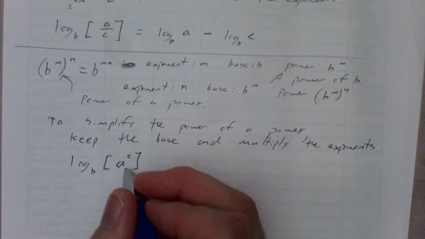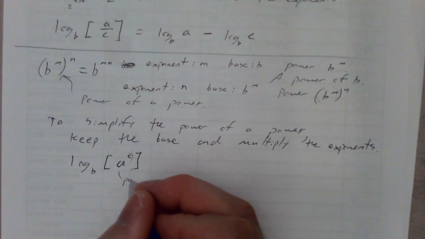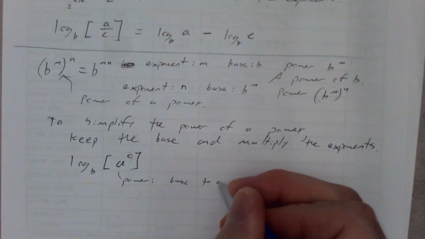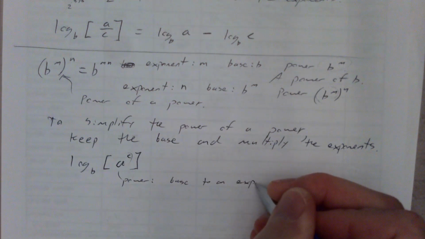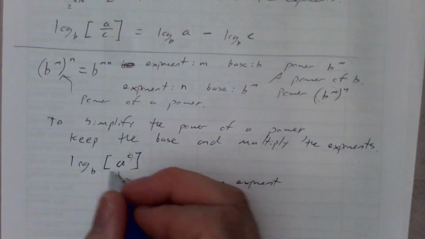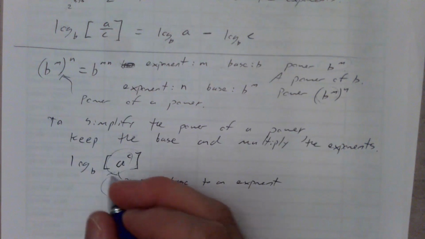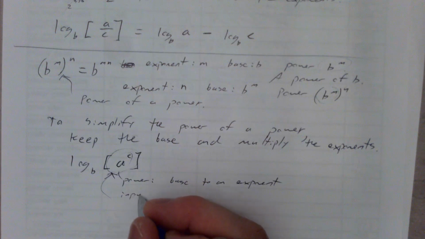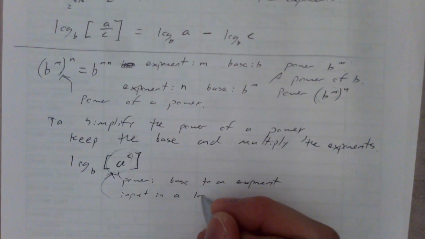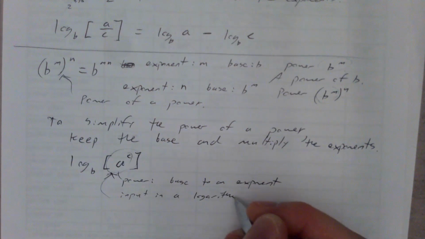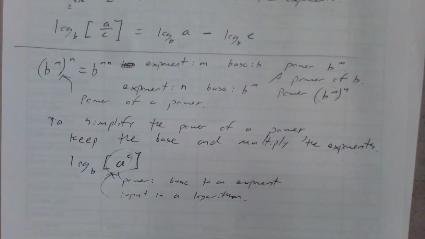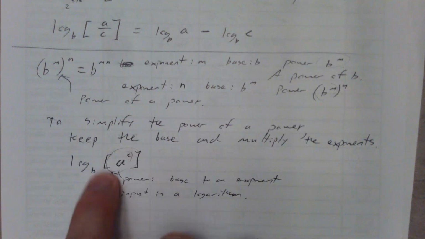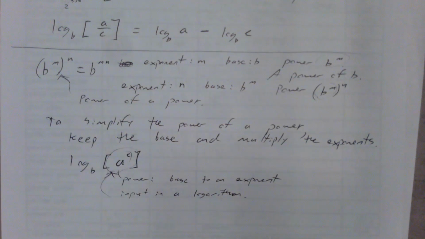Now, I know that this is a power because it has a base to an exponent. I also know that it is a power because it is an input in a logarithm. And that's why there is a power of a power here. That thing under my finger is a power, but it is itself a power.